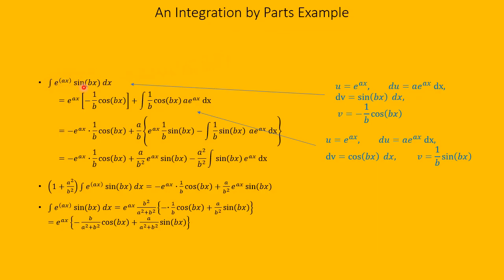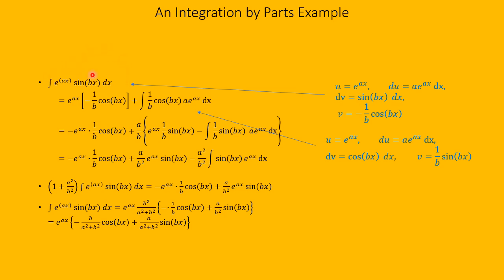Let's see how we can evaluate the integral of e to the ax sine of bx dx using integration by parts. Remember that the formula for integration by parts is the integral of u times dv equals u times v minus the integral of v du.